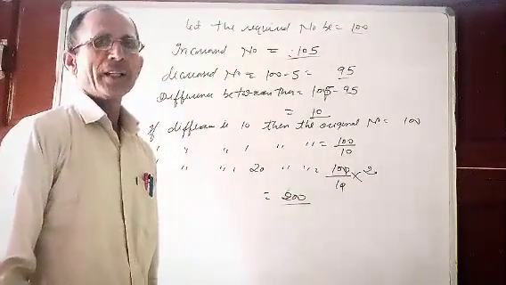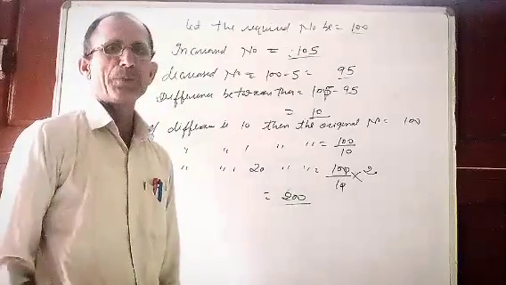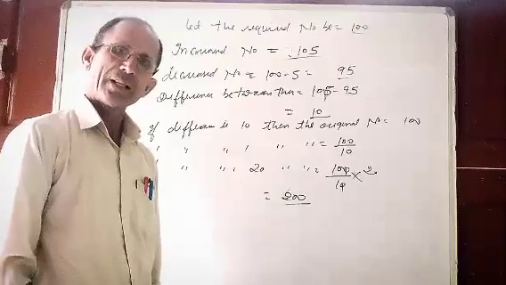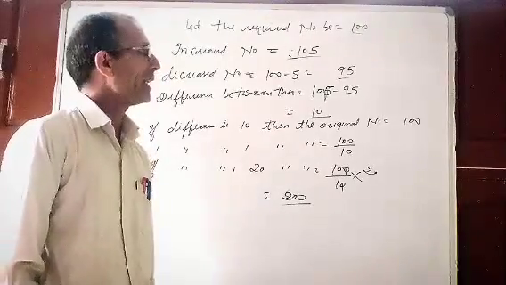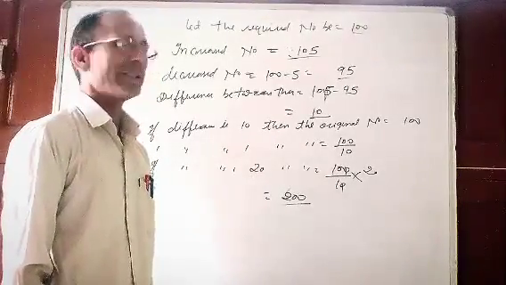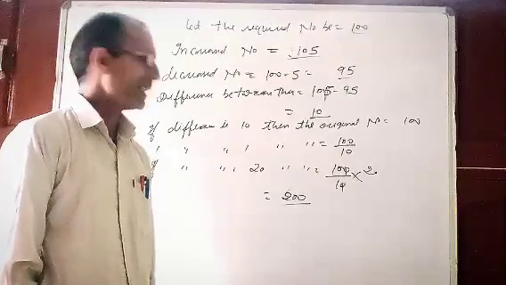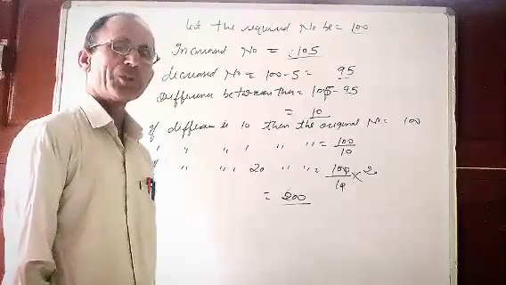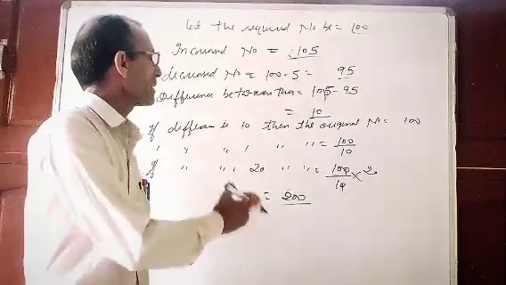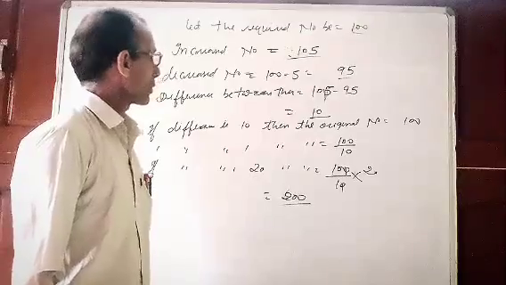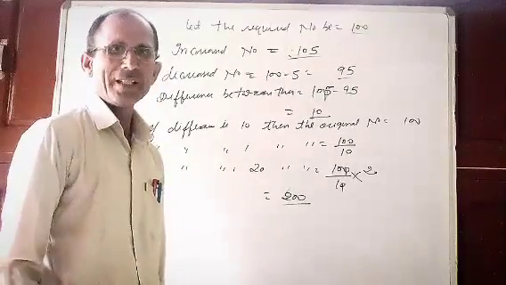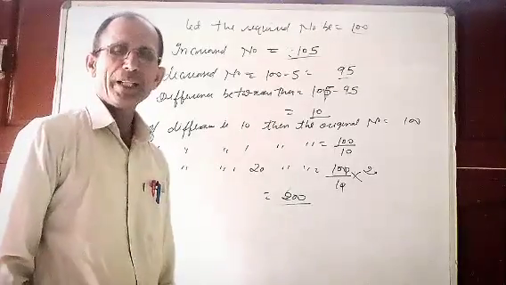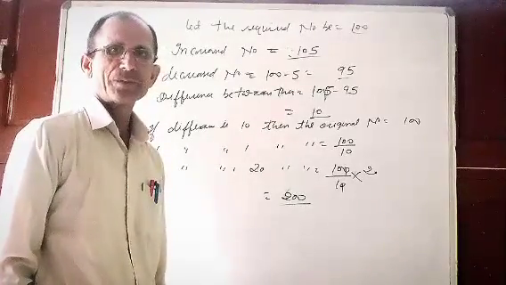You can verify: if this number is increased by 5%, after increasing it will be 210. And after decreasing by 10, it will be 190. So what is the difference? 210 and 190, the difference is 20. The number is 200. If you decrease or increase, their difference will be 20. Any doubt and confusion? Okay.